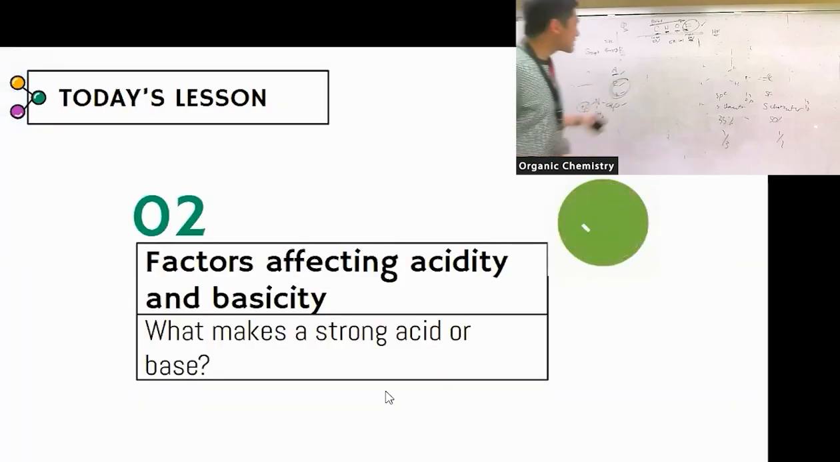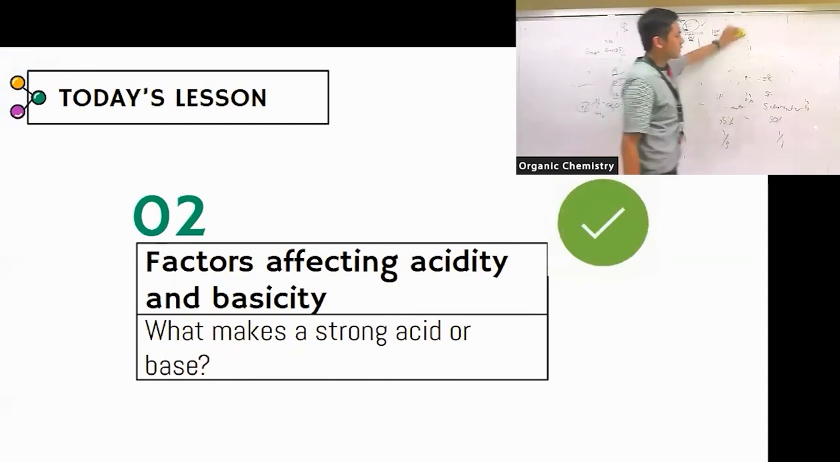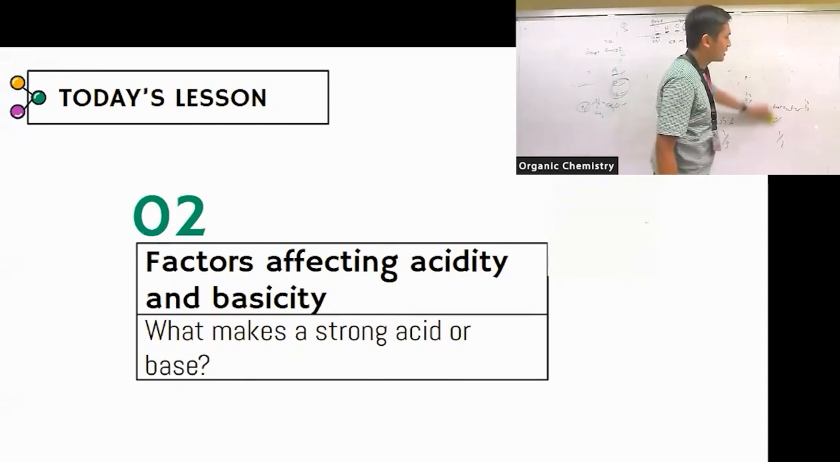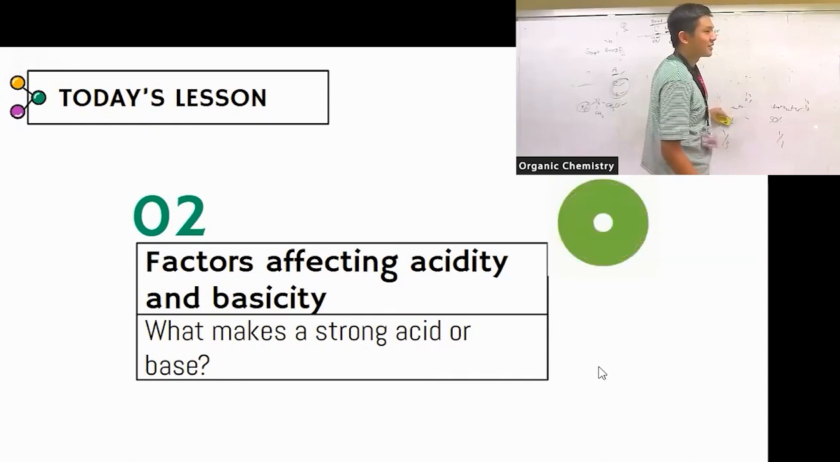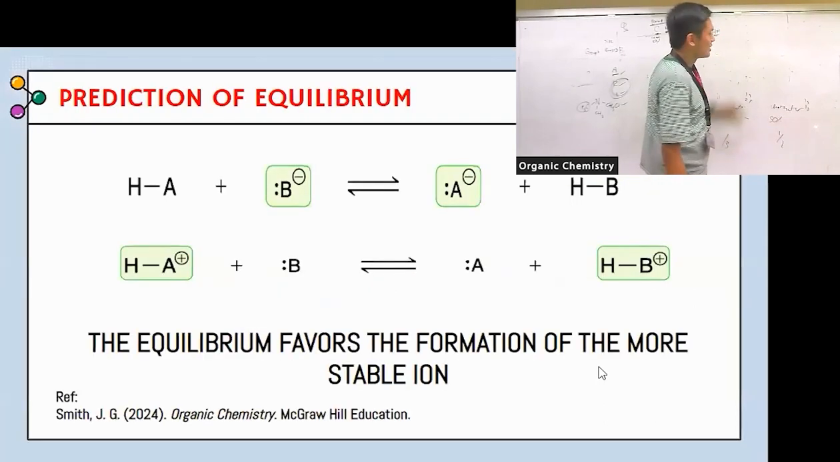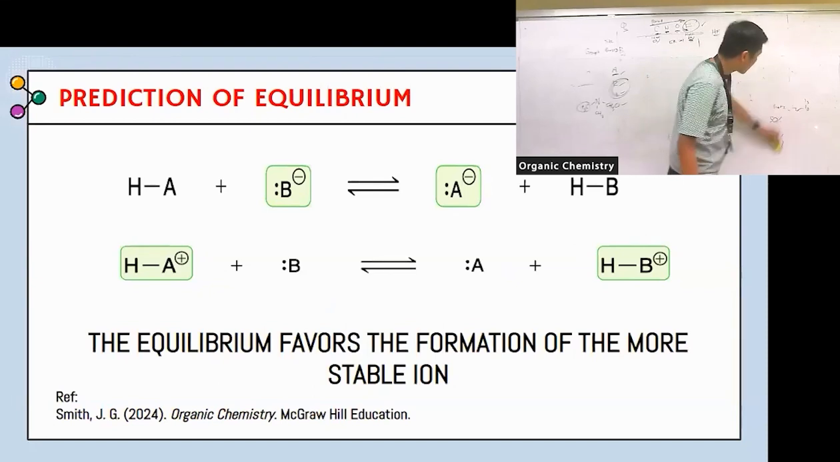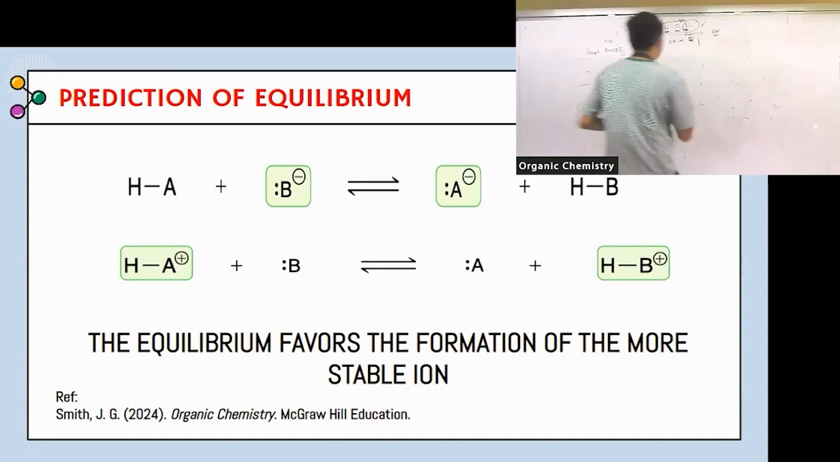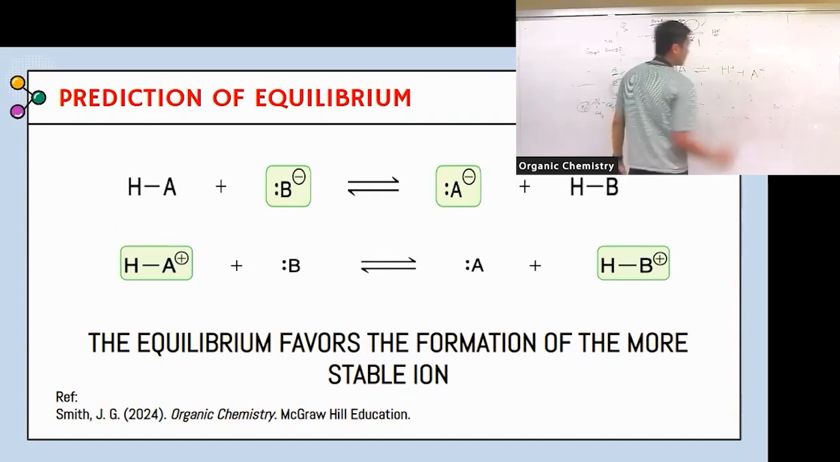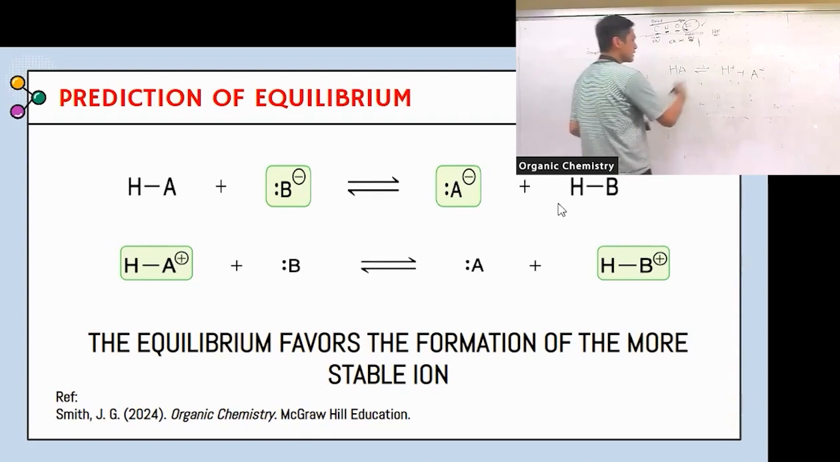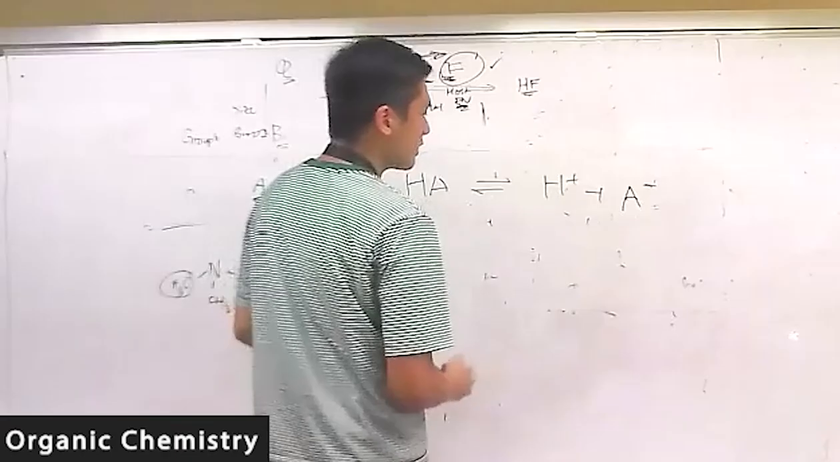For the next topic, we'll be talking about the factors affecting acidity and basicity. Next slide, please. So we're going to talk about the prediction of equilibrium. As I mentioned earlier, the general formula for the dissociation of an acid is HA yields H plus and A minus.